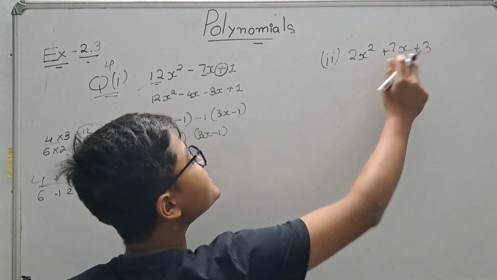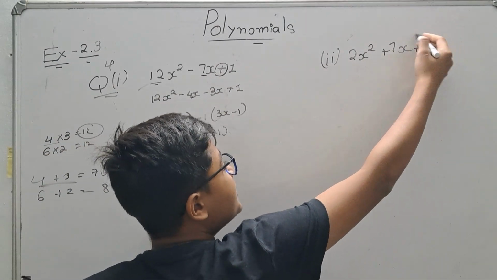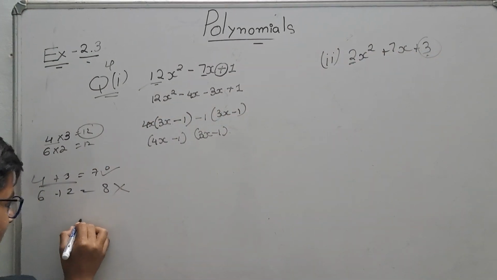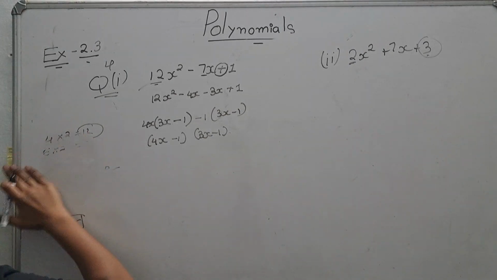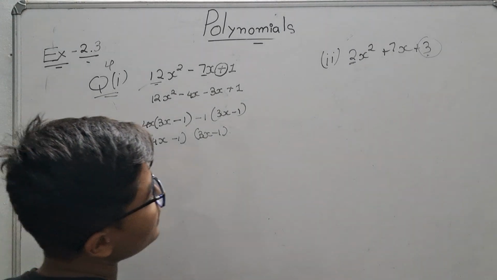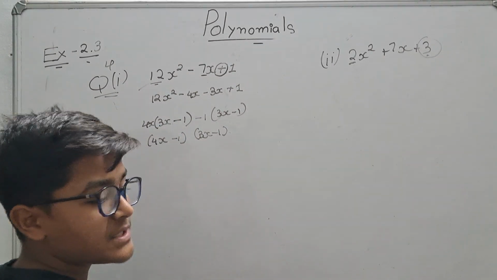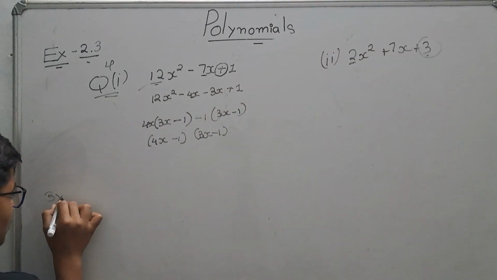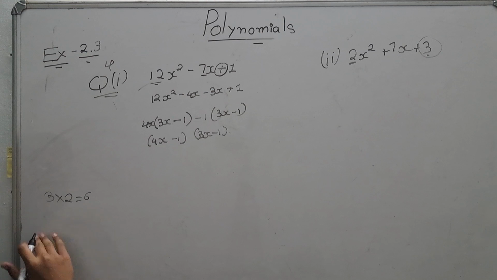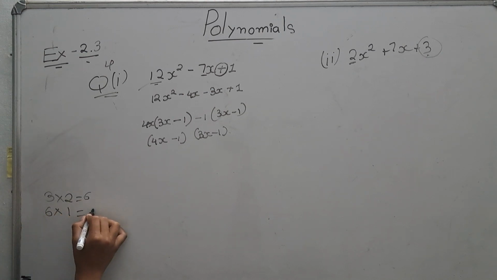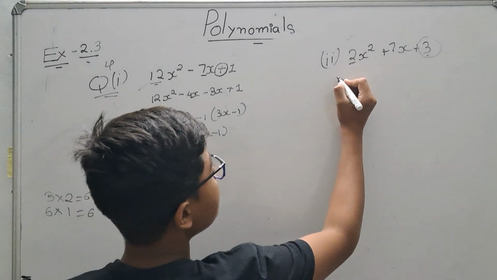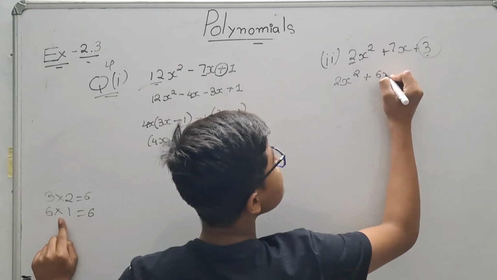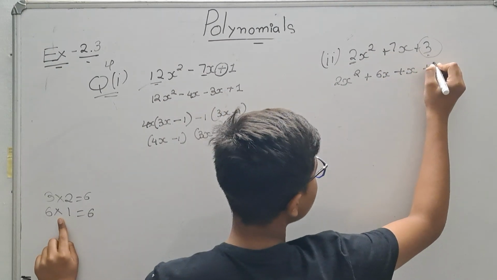Let's do this. You are confused that here 3 and 2 is present. So you will multiply 3 into 2, you will get 6. Which numbers multiply to give 6 and when you add, the 7 will also come. 3 into 2 is 6, but when you add it gives 5. 6 into 1 is 6, and when you add, you get 7. So 2x square plus 6x plus x plus 3.